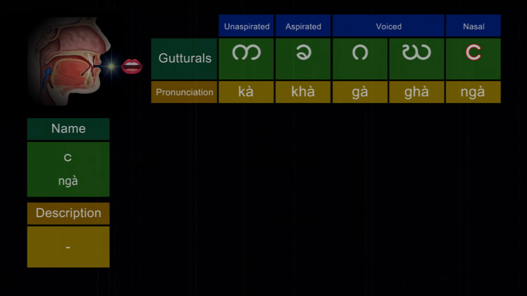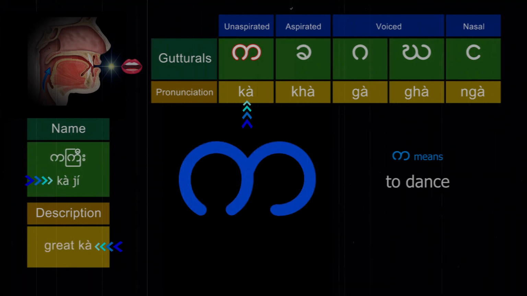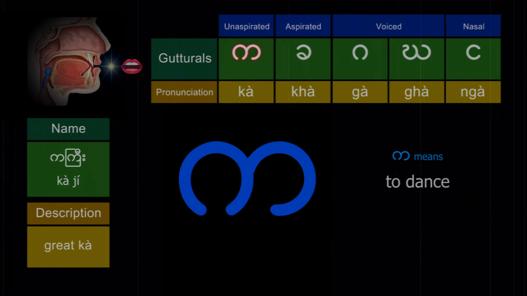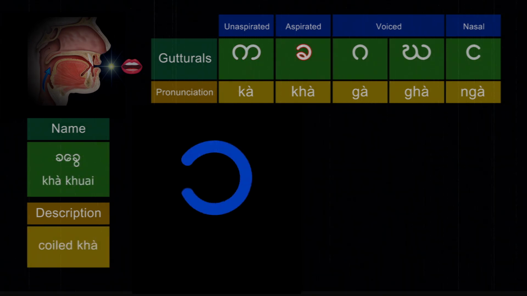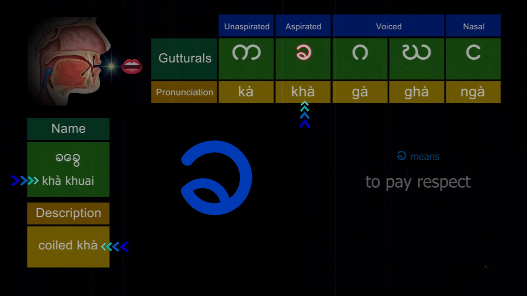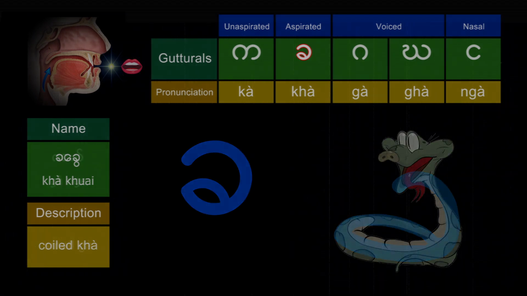Alright, let's start with the alphabets that give guttural or throat sounds. The very first alphabet is Ka G. Ka is the actual sound and G means large or great. Since it is the leader of all consonants, it is called the Great Ka. The second alphabet is Ka Kwe. Ka is the actual sound of the alphabet and Kwe means to coil, just like a snake.